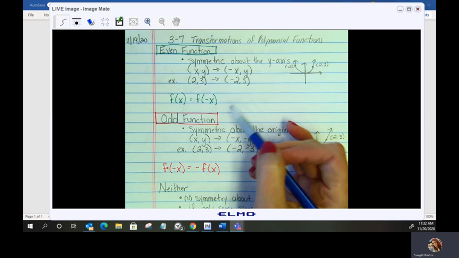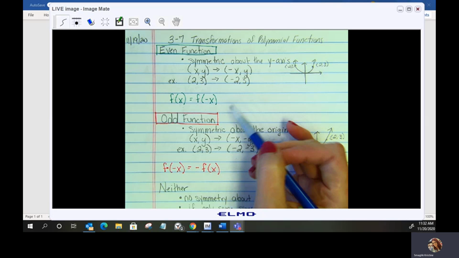So notice if I have points, they're going to be equidistant from the y-axis. So for any x, y, my new values on the other side would be the opposite of whatever x is, but my y value would stay the same. And here's an example. If you start out at 2, 3, you would be at negative 2, 3 on the other side of the y-axis. Here's going to be our test, and we're going to come to that in a little bit. f of x is going to be equal to f of negative x.